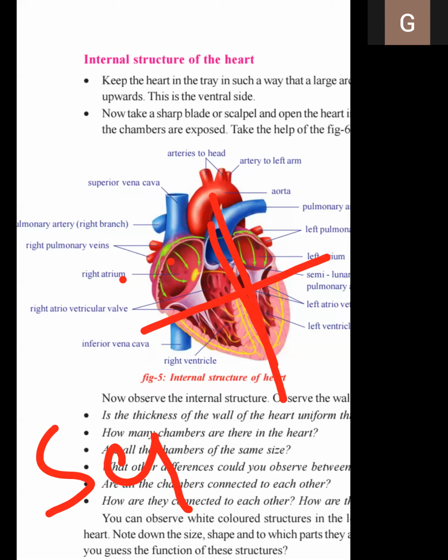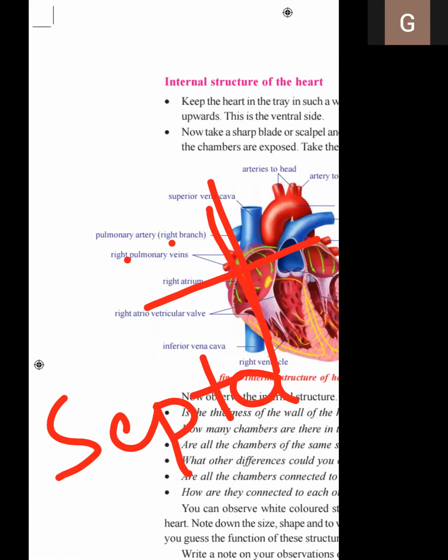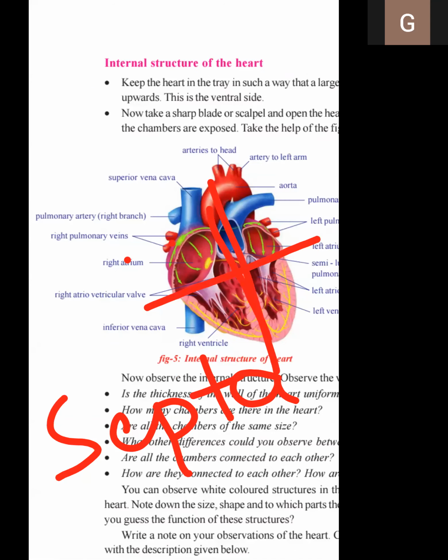So these are the two: the auricles and ventricles are separated by muscular partitions called septa. That means muscular partitions are only present in the middle, in between the right and left atrium, and in between the right ventricle and left ventricle. The atria and ventricles are separated from each other by muscular partitions called septa.